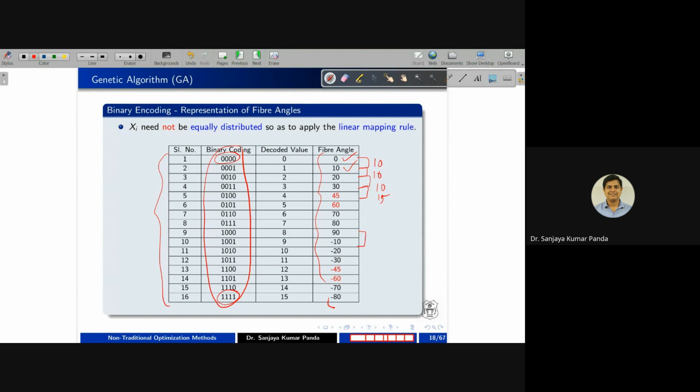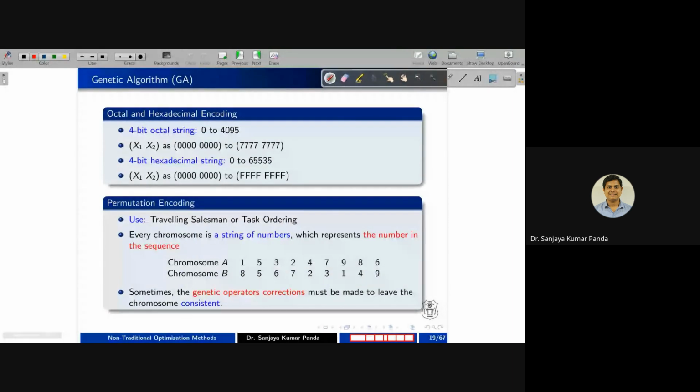So whenever you are going for encoding, based upon your requirement, you can choose any type of encoding. For example, here I am showing you the octal system. Earlier I told you about the binary system, now I am showing an octal system. Octal means 8 values, so values start from 0 and end with 7. Hexadecimal means values start from 0 and end with F. Those are also different types of encoding schemes that you can use to represent the genetic algorithm.